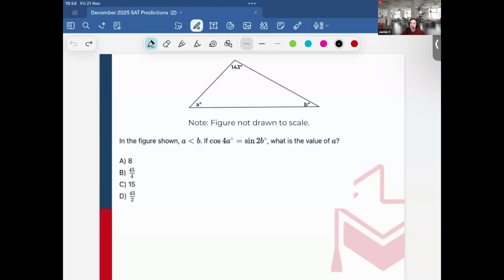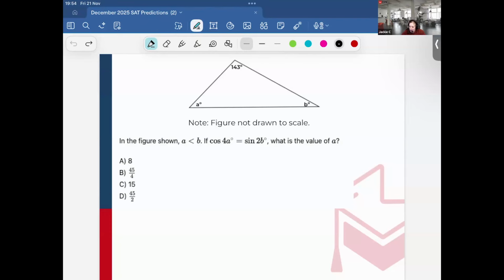Okay, so this one we have, in the figure shown, a is less than b if cosine of 4a is equal to sine of 2b. What is the value of a? Okay, so first things first, what we would want to do is try to find what angles a plus b would be equal to. So let's go ahead and do that.